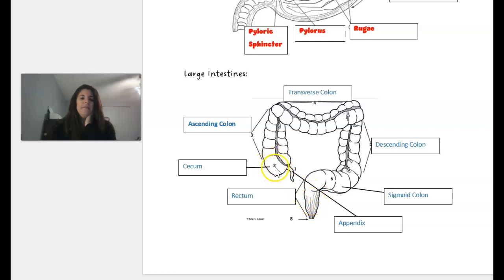Here's your cecum. So again, this is where some water and salts are absorbed, and the mucus is produced. And then down here will be your appendix. So if you get your appendix removed, they would go in and take this particular section out.